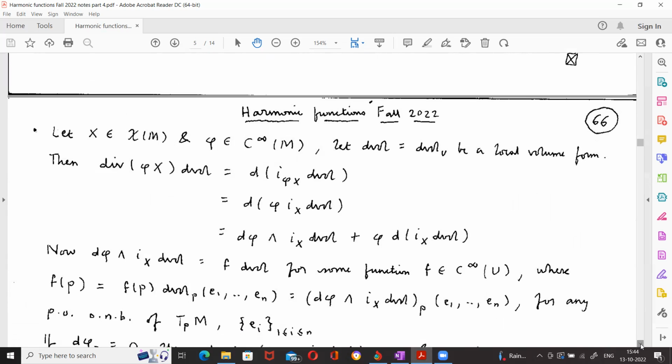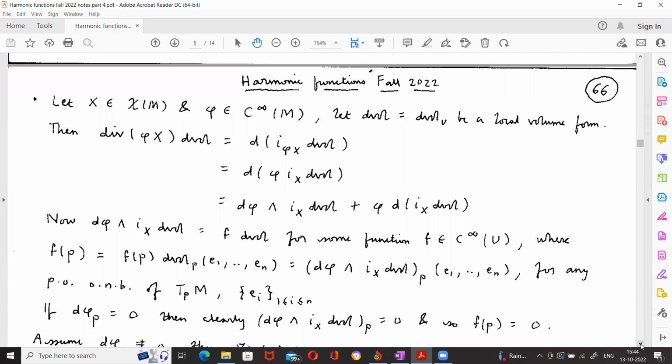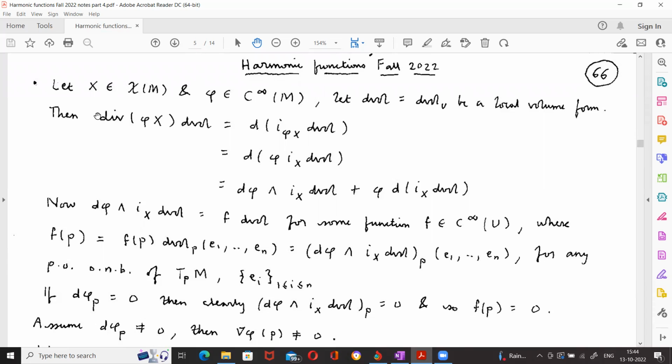Now we'll develop some further properties of the divergence, some formulas for the divergence of a product and so on. So let X be a smooth vector field and phi a smooth function. And suppose dvol is a local volume form. All right. So we want to compute the divergence of phi times X. Okay, so let's do that.